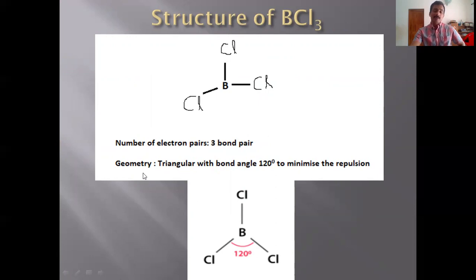So what is the geometry? Triangular or trigonal planar with the bond angle 120 degree. That is to minimize the repulsion between electron pairs. So we can represent BCl3 in this way with the bond angle 120 degree.